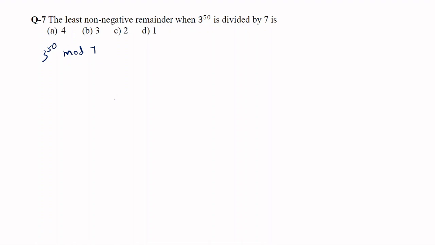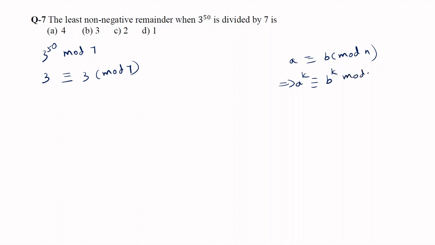So using the properties of modulo arithmetic, we can do this. If we consider 3, it is congruent to 3 mod 7. And now in modulo arithmetic, we know that if A is congruent to B mod n, then A raised to K is congruent to B raised to K mod n, where K is a positive integer. So this property is there in modular arithmetic.